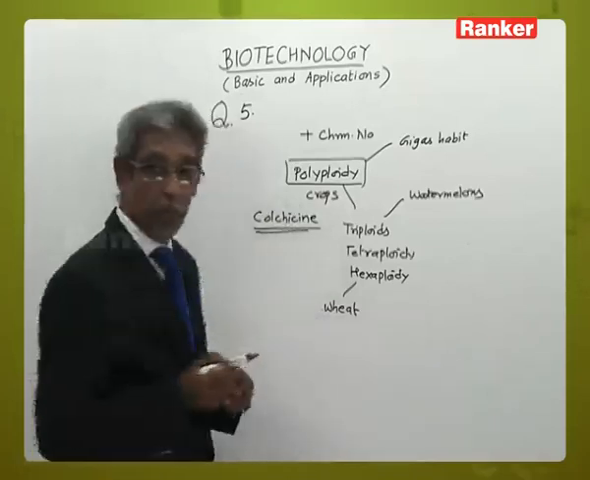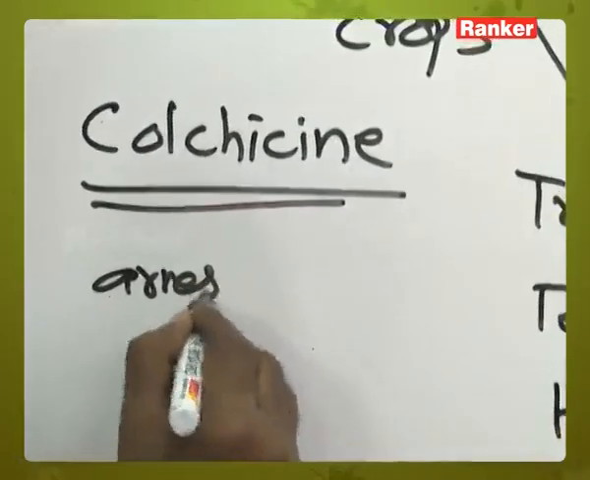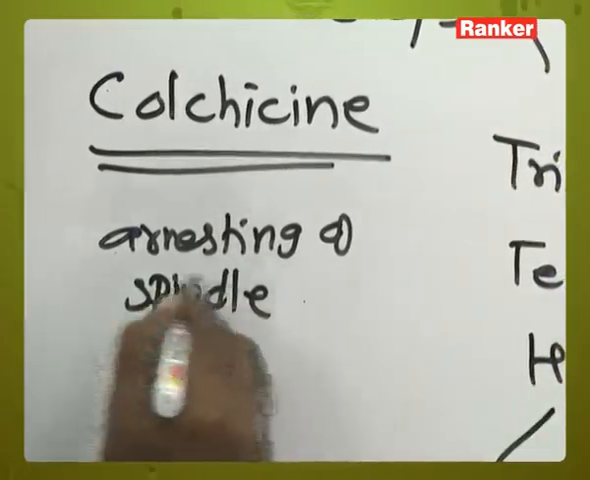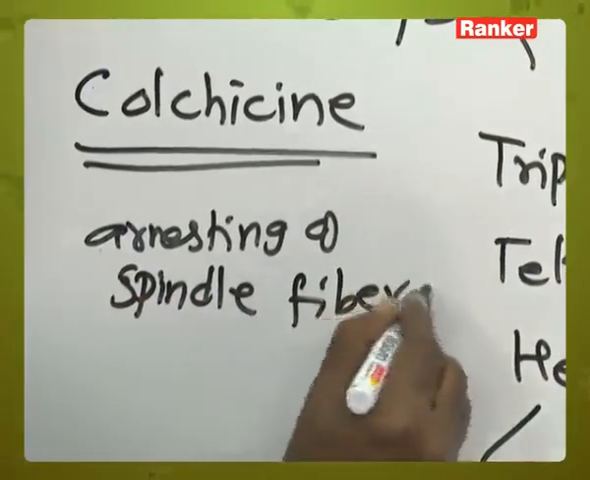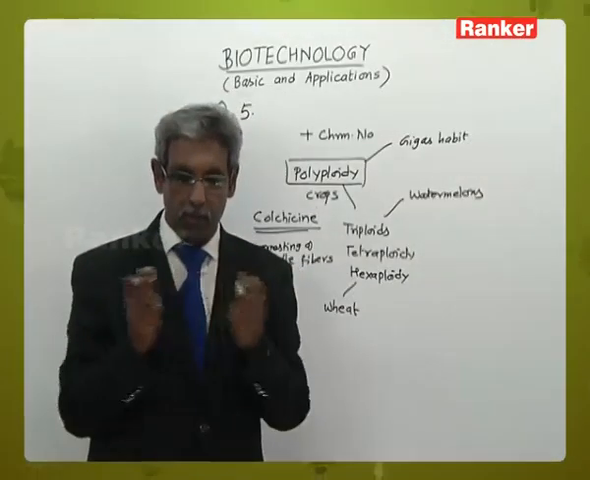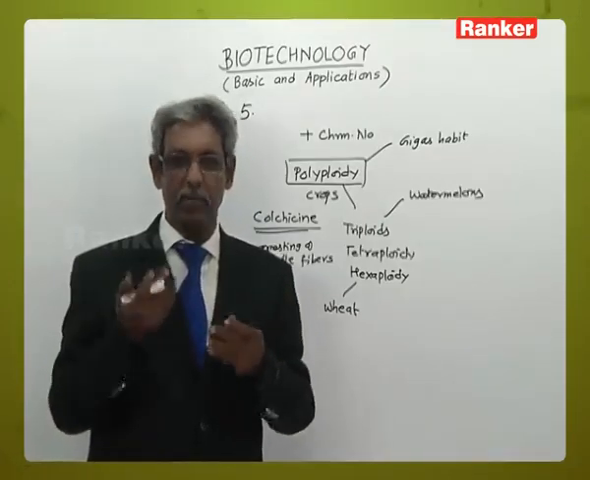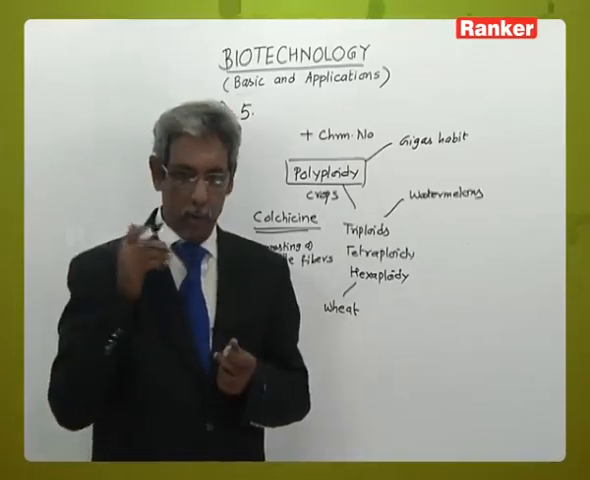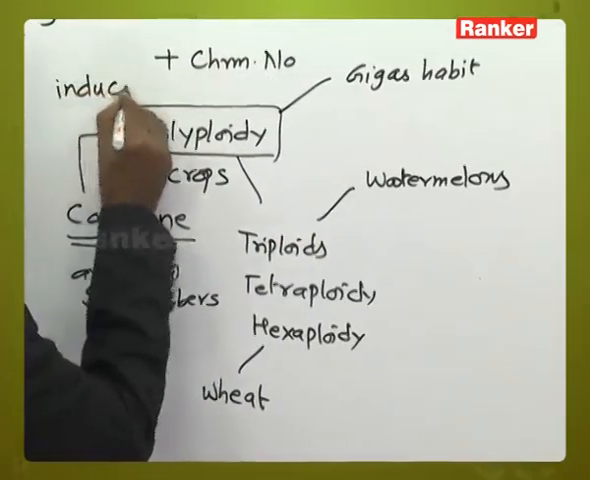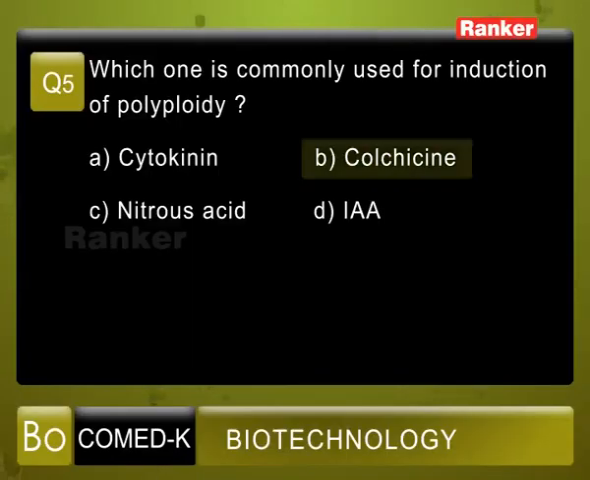Now what does colchicine do? Colchicine primarily causes arresting of the spindle fibers during cell division, so that chromosomes do not segregate. So when chromosomes do not segregate, we have in the daughter cells an excess number of chromosomes, and the excess number of chromosomes leads to polyploidy. So colchicine induces polyploidy, thereby the right answer is B.